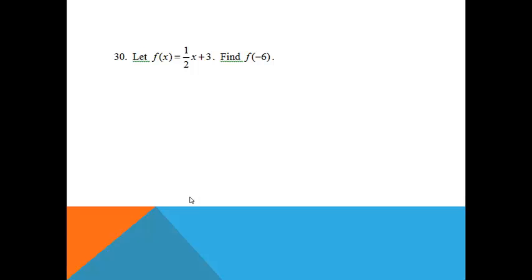Okay, problem 30. Let f(x) equal 1/2 x plus 3. Find f(-6). Remember, f(x) is just saying, hey, wait a minute, this is a function, so you really don't care about that other than it's a function. This was being put in place of the x, so we're going to put -6 in place of the x. So this is going to be 1/2 times -6 plus 3. So 1/2 times -6 is -3, plus 3. That will give me an answer of 0.